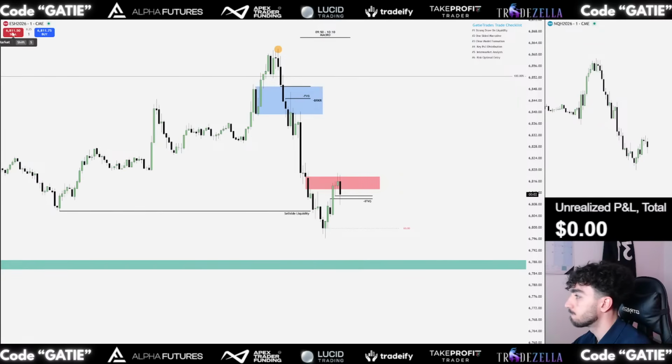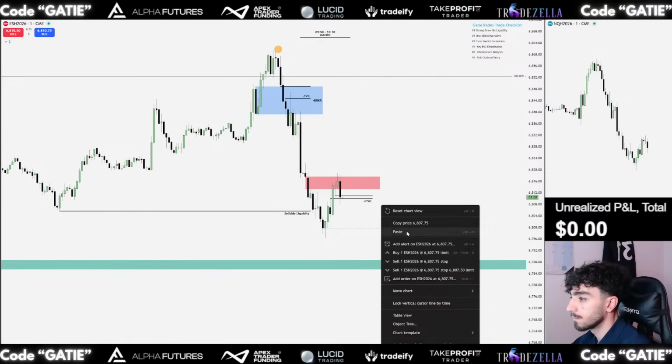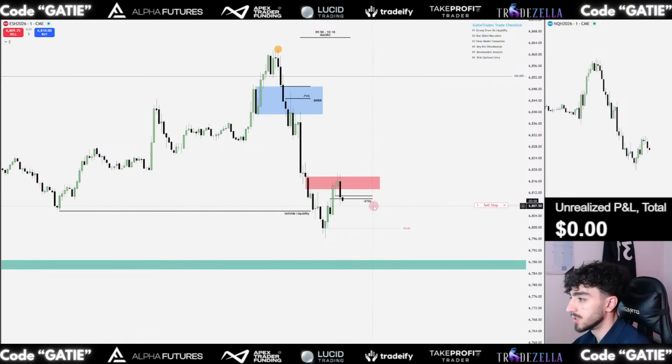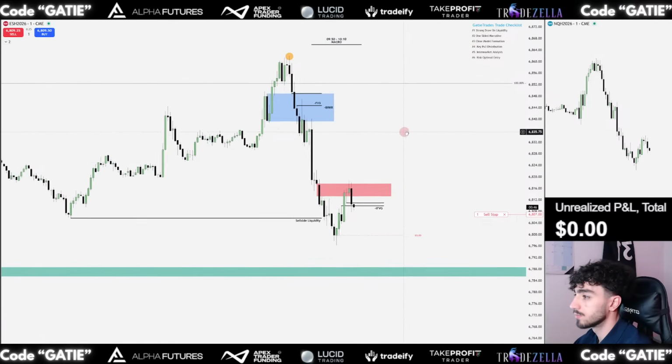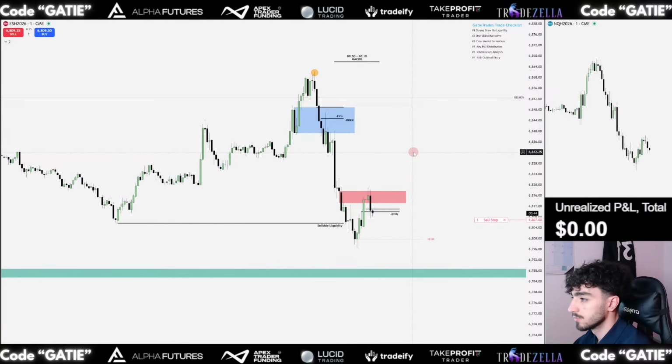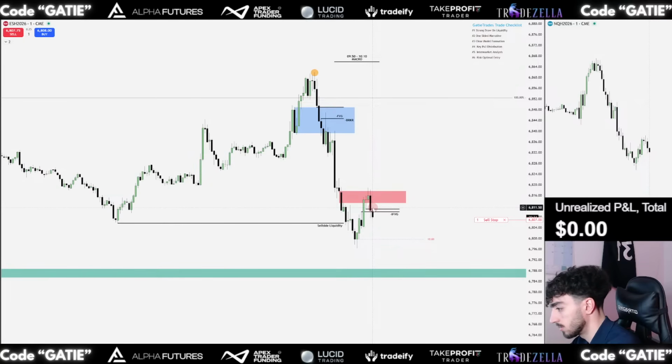I'm going to just put a sell stop here, plus 1 tick. We'll take it there if it wants to give us that fill. Because it has an inverse, I'm going to demand a lower low on the candle. Fill.